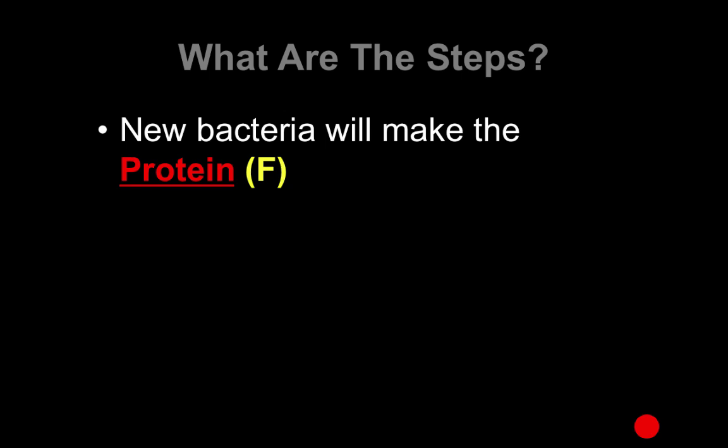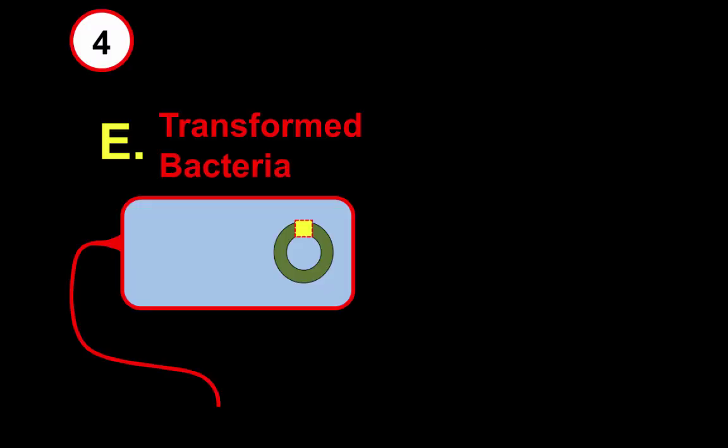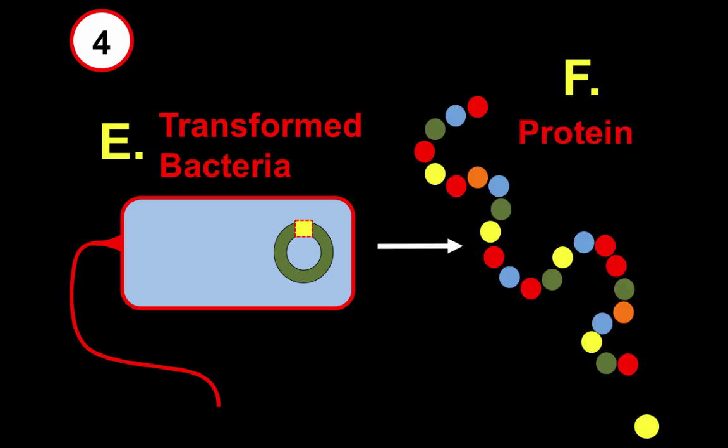All right, and then finally what I need to do is get that bacteria to start making the protein. So I have this transformed bacteria, it's got this gene, now it's going to start doing transcription and translation just like normal and expressing this gene, and it's going to make the protein that I want.